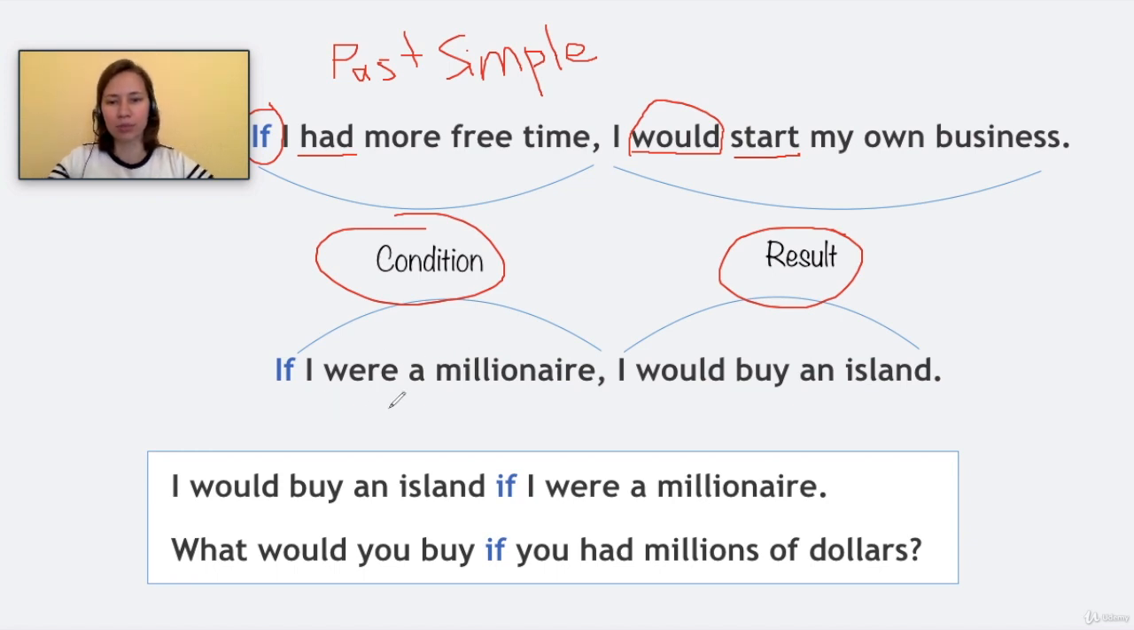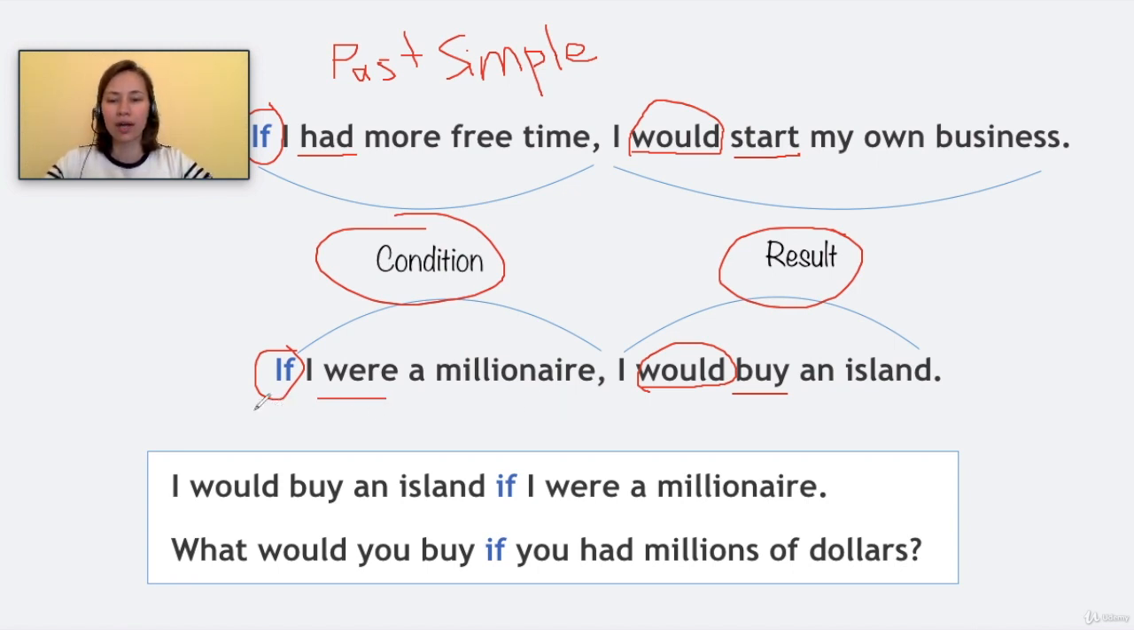Okay, and another example. If I were a millionaire, I would buy an island or something very expensive. So if I were a millionaire, this is a condition. And what would I do if I were a millionaire? Yeah, if this condition is true, what would I do? I would buy an island.